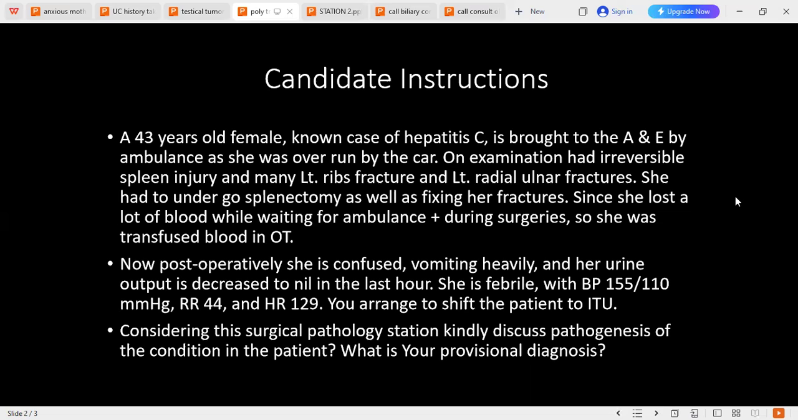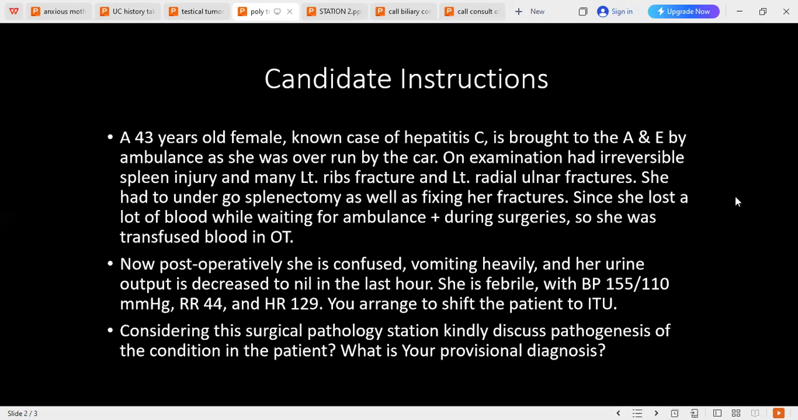Please tell me the pathogenesis behind it. As the patient has had a road traffic accident, she also had her spleen removed. Moreover, there were bony fractures which were fixed, and she has been given a lot of blood. There is a possibility that she might be suffering from a condition called disseminated intravascular coagulation.